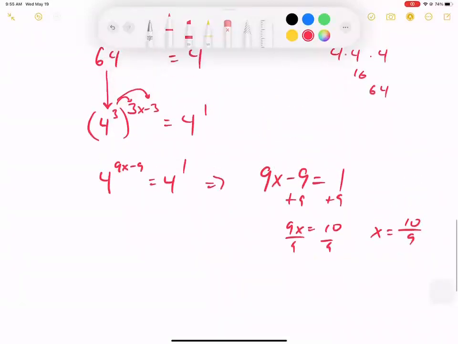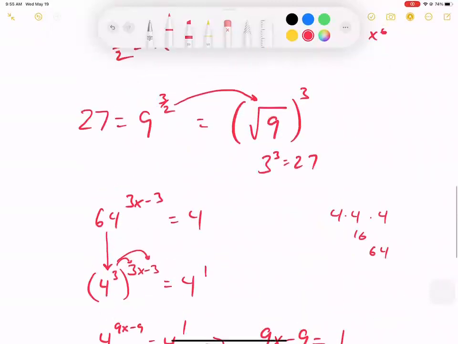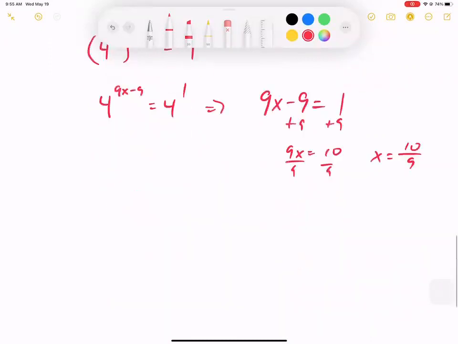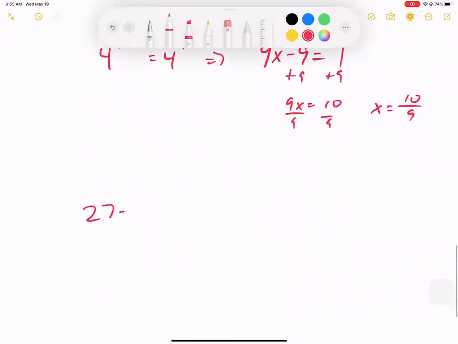So how can we solve the same exact answer? Actually, let's solve the last two answers. Okay, let's solve 27 equals 9^x. So 27 equals 9^x. How can I solve this algebraically?